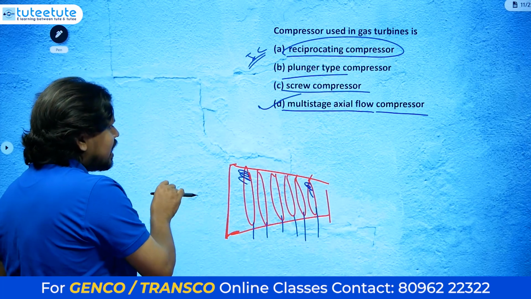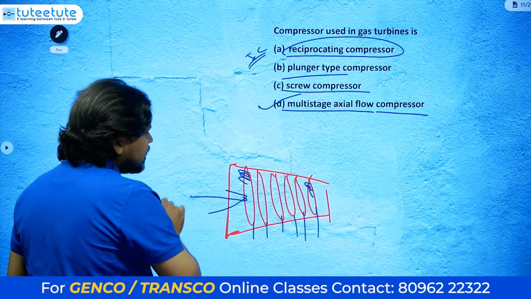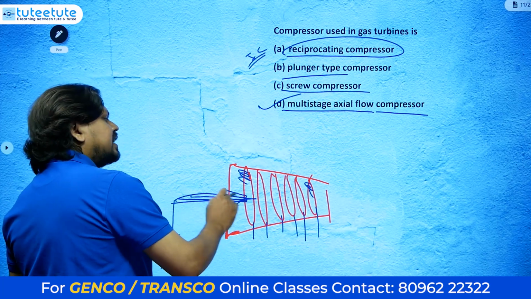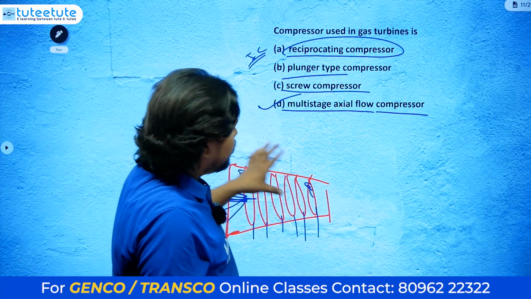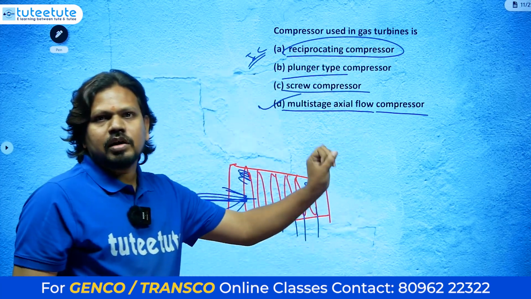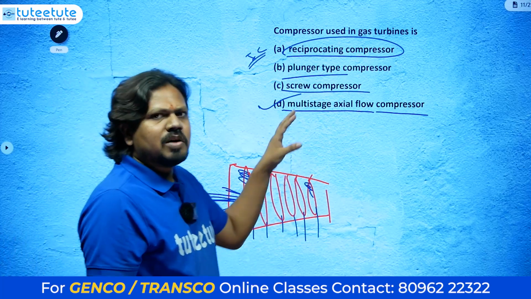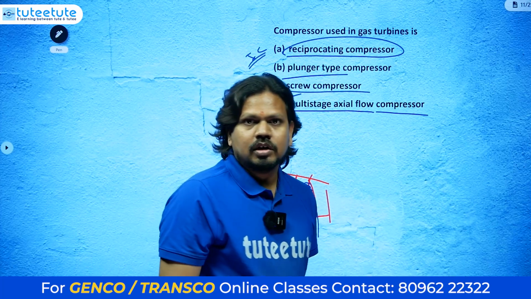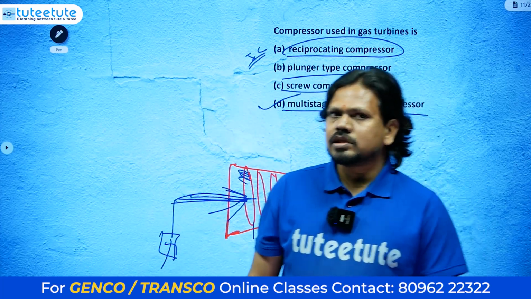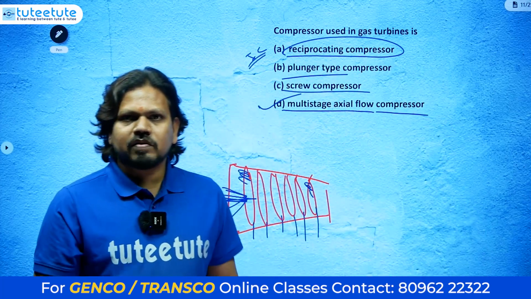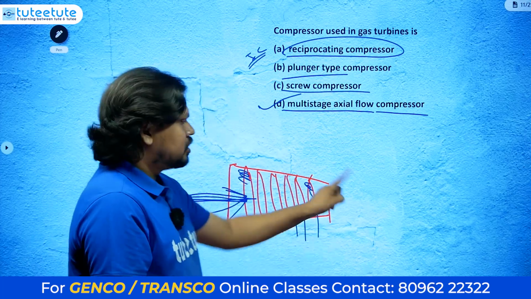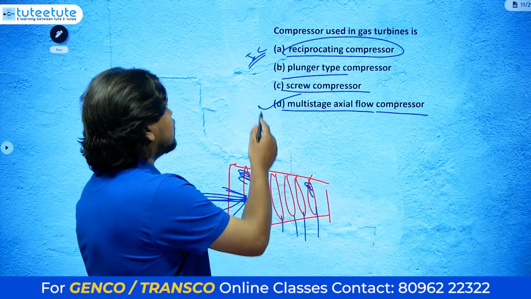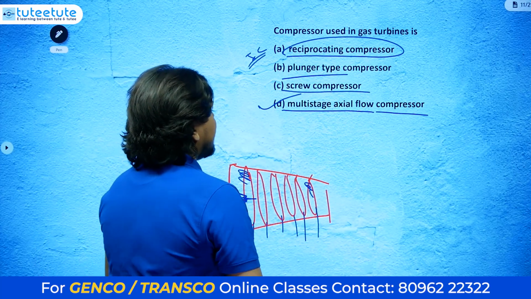You see axial flow, why are we calling it axial flow? We are sending the air like this. After the air filter, we are sending it axially. That air will be compressed and sent to the combustion chamber. In the combustion chamber we will be firing it, and the gases produced there we will send into the gas turbine. Then exhaust gases will come out according to the operation, whether it is open cycle or closed cycle. So this entire gas turbine power plant will be working. So the answer for this question is multi-stage axial flow compressor.